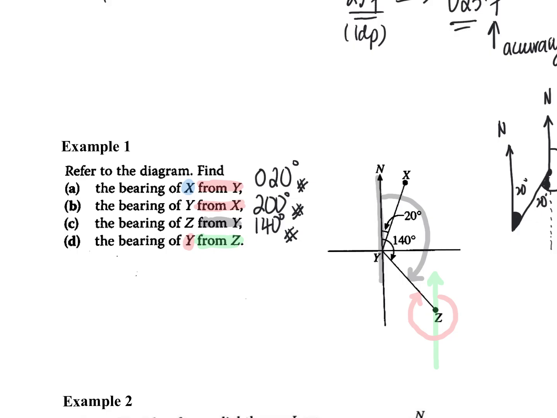So how to find the angle? One alternate. Got alternate angle, right? So if this is 140, then this is also 140. 320.